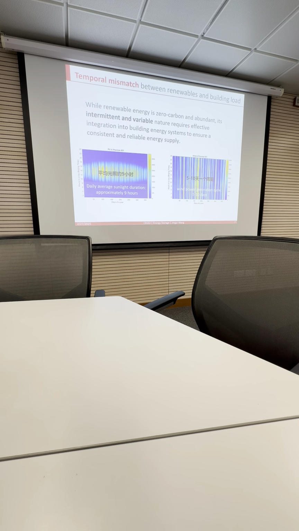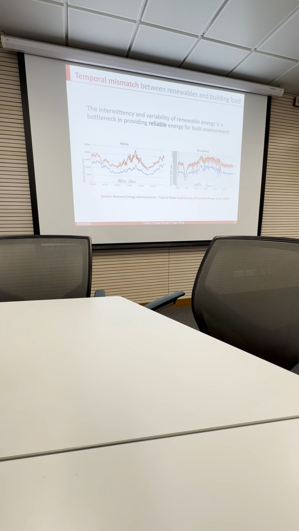We can see here, there are fluctuations and intermittence for solar energy and for wind turbines. So we need to find a way to ensure a constant and reliable energy supply for our building load. You can see the load profile here is quite different from the PV and wind turbine power generation profiles. Okay. So we should find a way to produce reliable energy for our built environment.